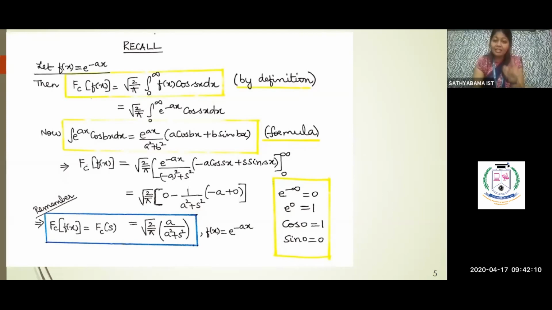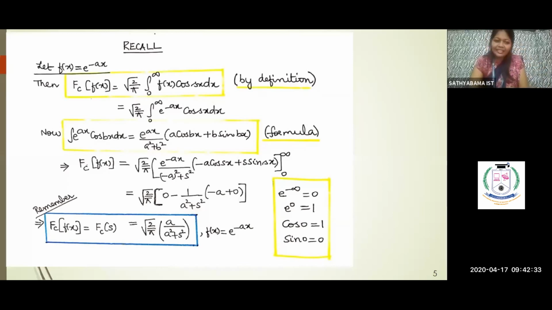Integral e power ax cos bx dx is e power ax by a square plus b square into a cos bx plus b sin bx. That's the formula, and I'm going to simply use it here. What do I have instead of a? I have minus a. What do I have instead of b? I have s. So in the formula, replace a by minus a and b by s.